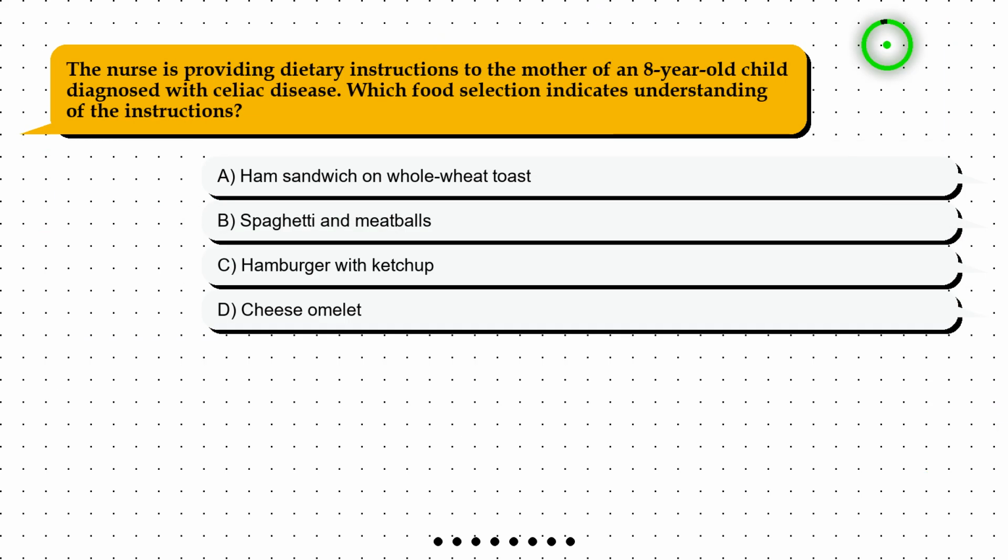Question 6. The nurse is providing dietary instructions to the mother of an 8-year-old child diagnosed with celiac disease. Which food selection indicates understanding of the instructions? Option A, ham sandwich on whole wheat toast. Option B, spaghetti and meatballs. Option C, hamburger with ketchup. Option D, cheese omelet.